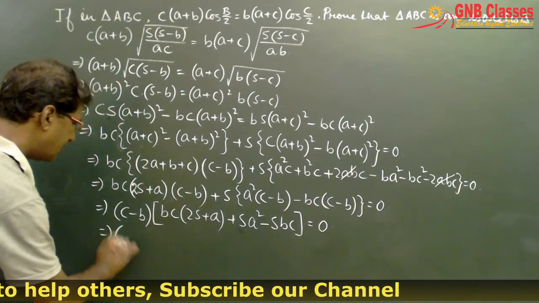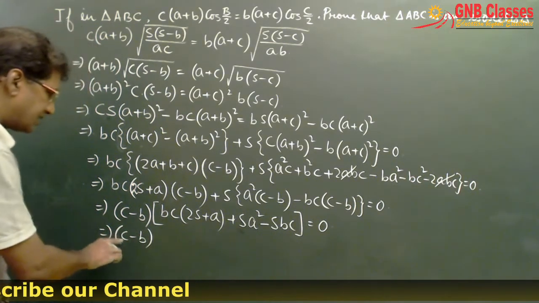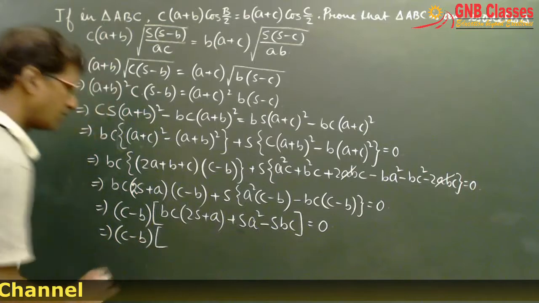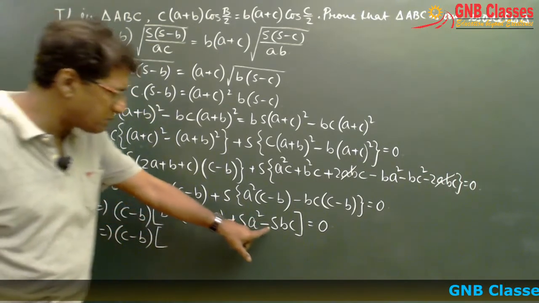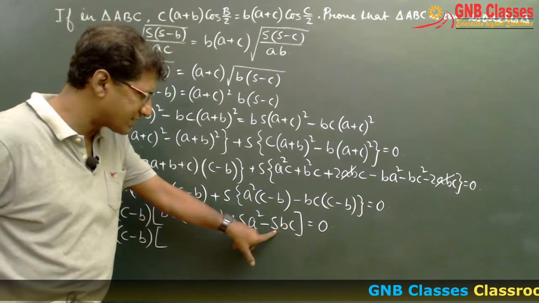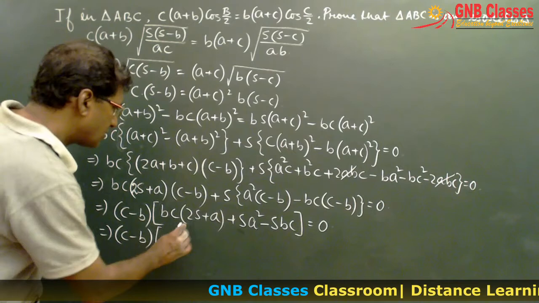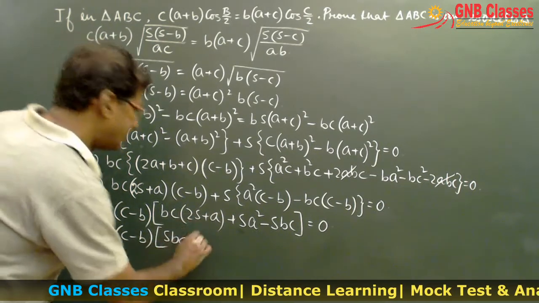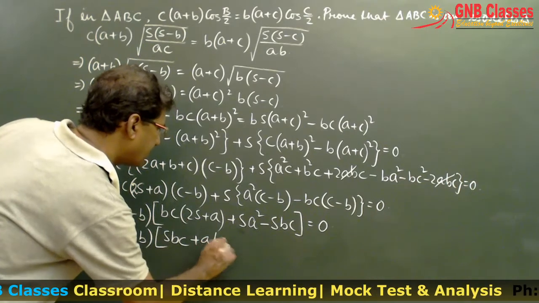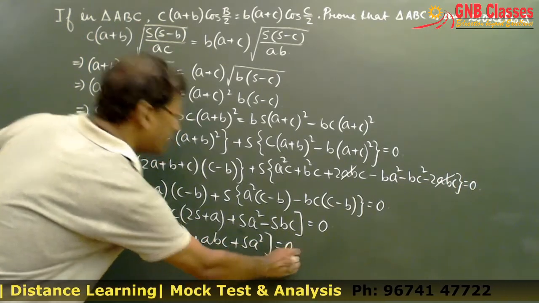So it's c minus b. Can you see now? Okay. C minus b. So if I multiply, we are going to get 2bcs, and here it is minus bcs, right? So you will get only SBC. So from here we are getting SBC and ABC and S square, which is equals to 0.